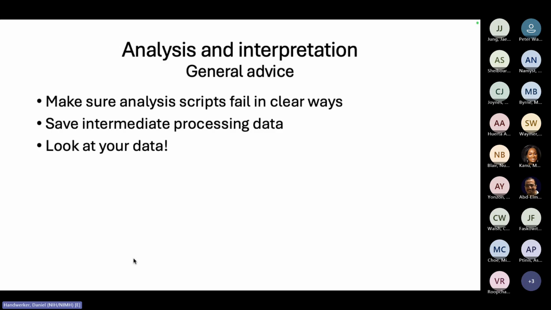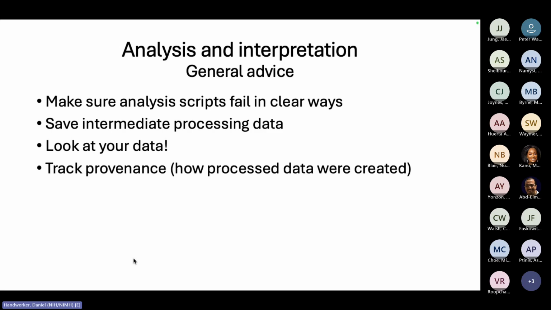Look at your data. I wish this was obvious, but there's a lot of pipelines out there where you go from running a script to your final figures without looking at anything in between, and that's how things get missed. That's how you don't notice, hey, I'm getting weak activity in this area. You're getting no activity in the area. You don't have data in that area. Also track provenance, how data were created.